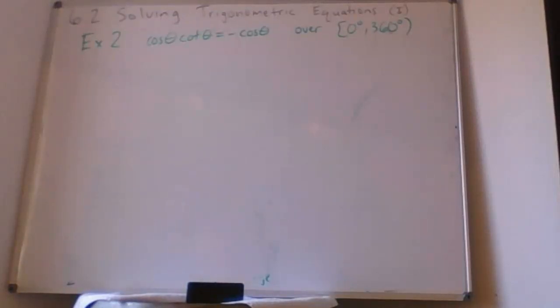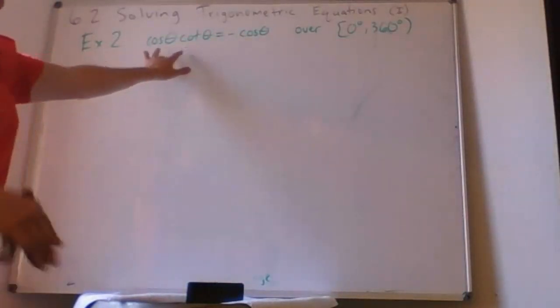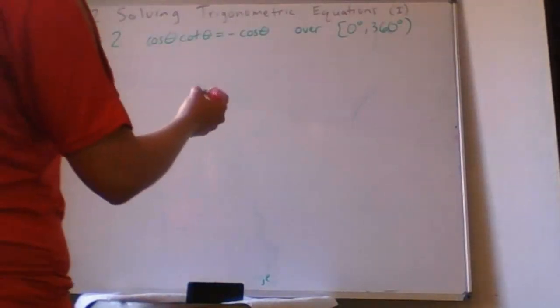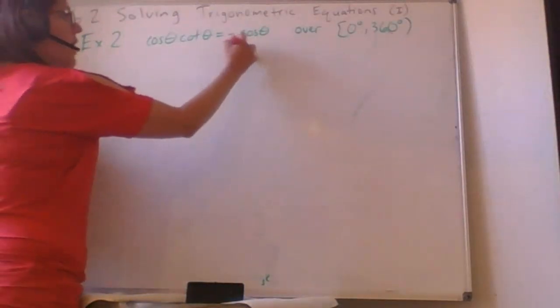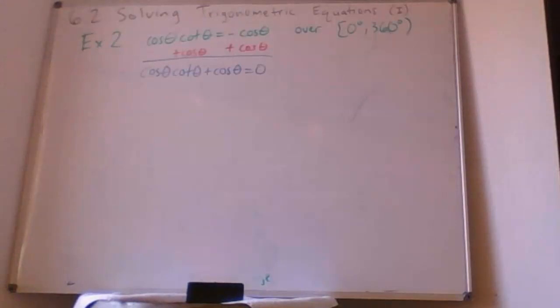So we first need to decide if it's linear or quadratic in form. Since we have two different trig functions multiplying together, this is going to be quadratic in form. So we need to set the equation equal to 0 and try to factor. I will add cosine theta to both sides. Cosine theta times cotangent theta plus cosine theta equals 0.